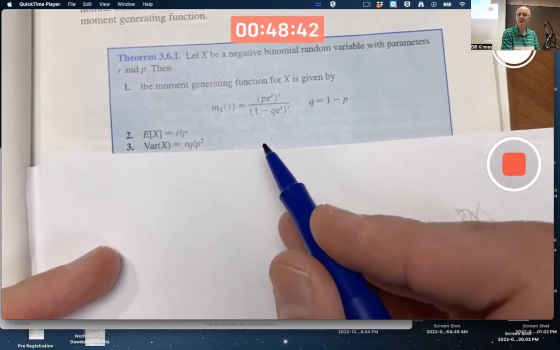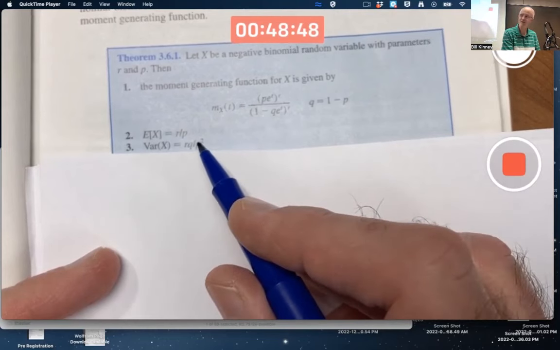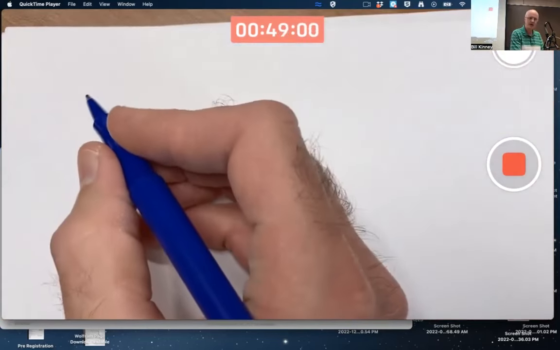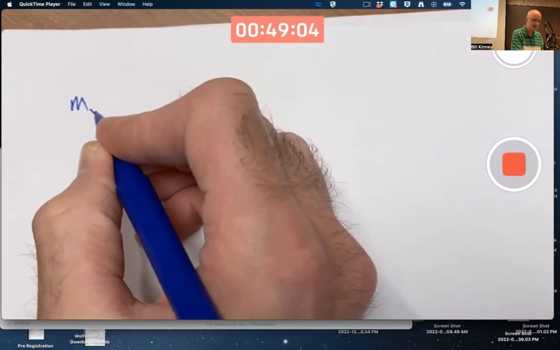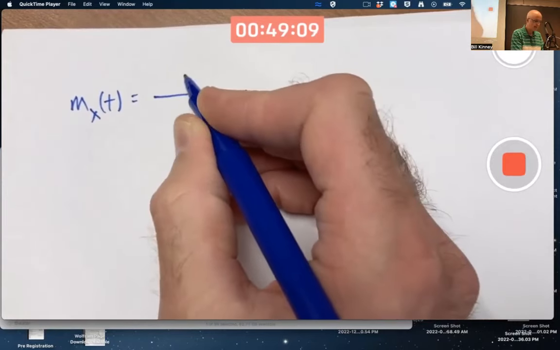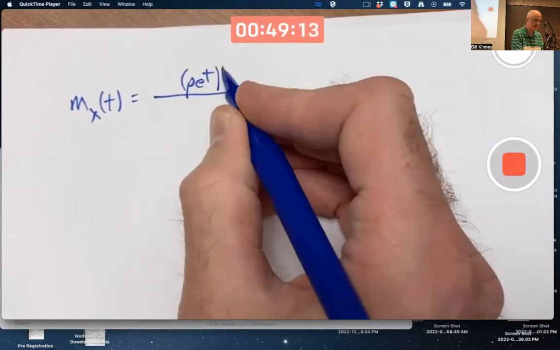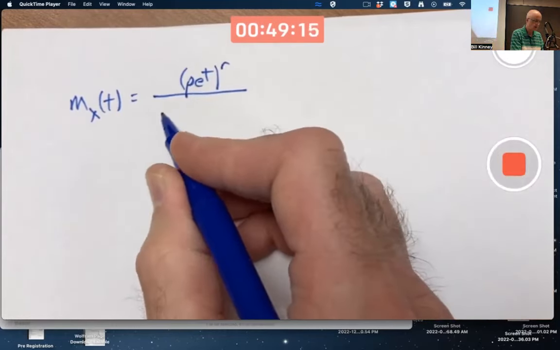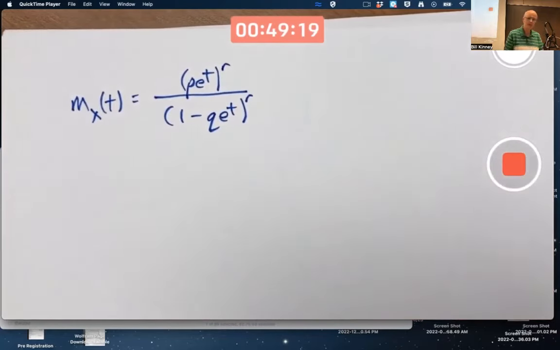Let's use the moment generating function for a negative binomial random variable to derive its expected value. Here's the moment generating function of a negative binomial random variable, M_X(t). It's pretty complicated. It's a fraction. It's p e^t, all raised to the r power, over 1 minus q e^t, all raised to the r power.